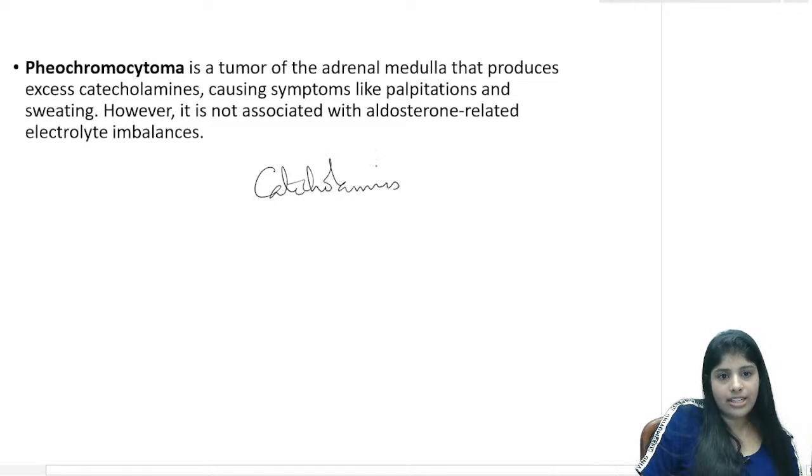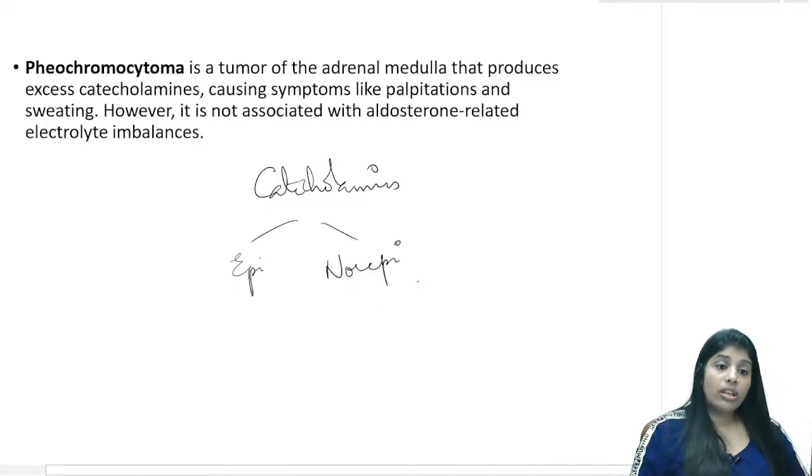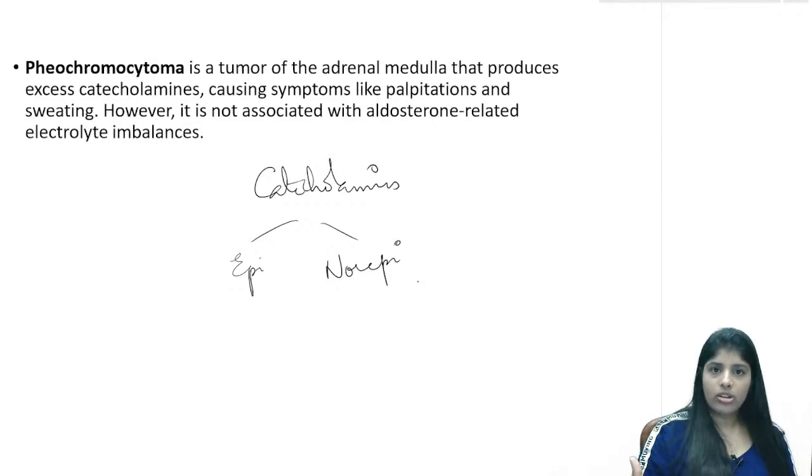What are those catecholamines? Epinephrine and norepinephrine, right? So what is this epinephrine, norepinephrine doing to a body? It is going to increase the blood pressure, increase the heartbeat, all sorts of things. The fight and flight mode of a body is carried out by this epinephrine and norepinephrine.